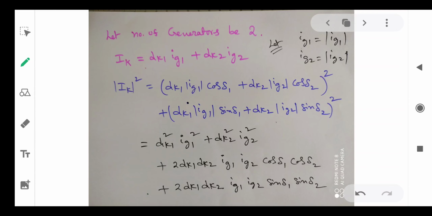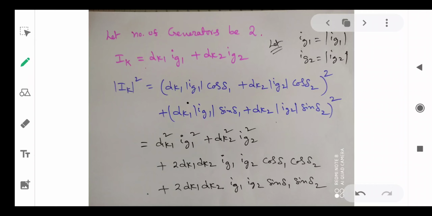So therefore x square plus y square. By separating these values, cos square delta 1 plus sin square delta 1 is equal to 1. Similarly, cos square delta 2 plus sin square delta 2 is equal to 1. By using that relation, you can have dk1 square Ig1 square plus dk2 square Ig2 square plus 2 dk1 dk2 Ig1 Ig2 cos delta 1 cos delta 2 plus 2 dk1 dk2 Ig1 Ig2 sin delta 1 sin delta 2.